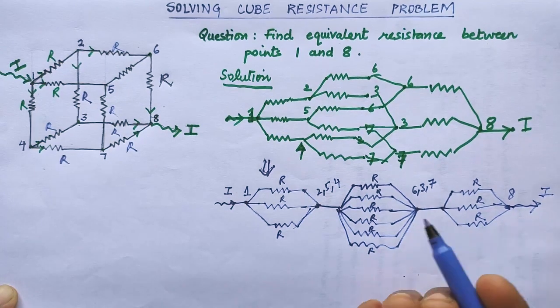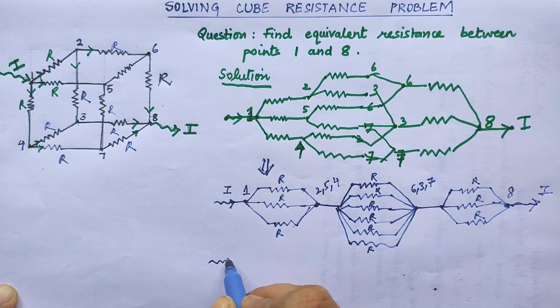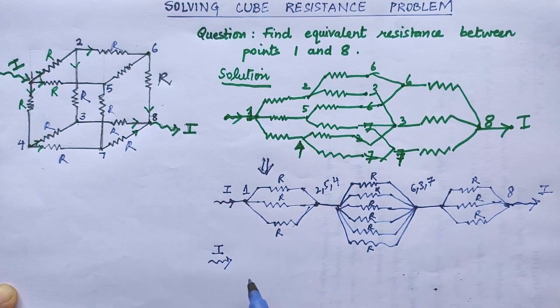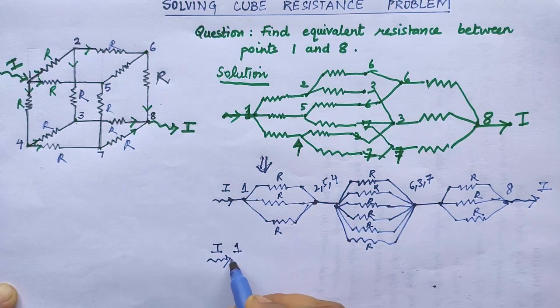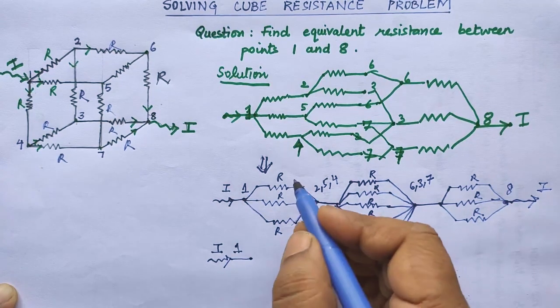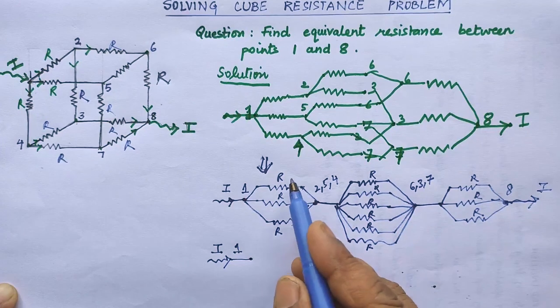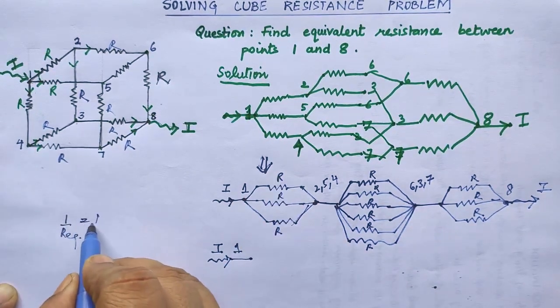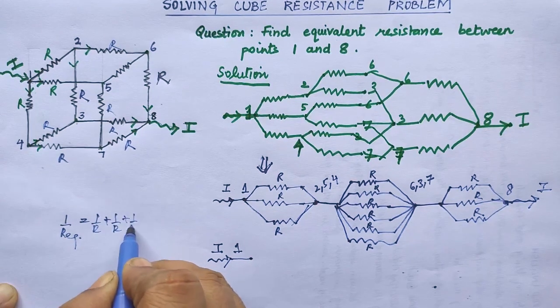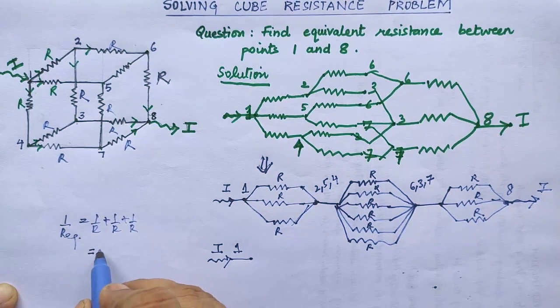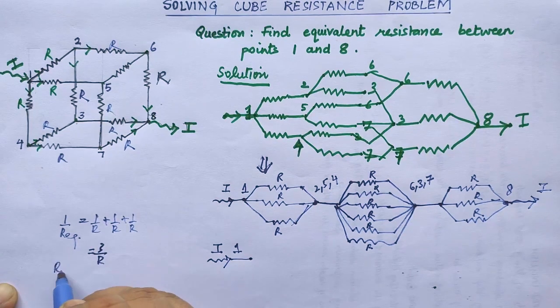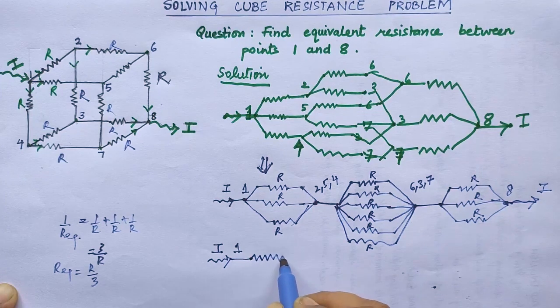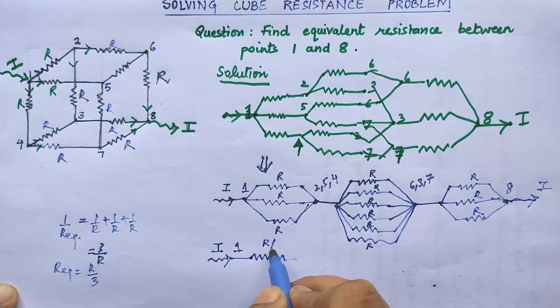Now it's easy to solve. See, the current I, this is the symbol for current, it is not resistance. Current I is flowing in. It reaches point 1 and we have one equivalent resistance of this. They are in parallel. So 1 by R plus 1 by R plus 1 by R, that makes it 3 upon R. So R equivalent is equal to R by 3. So I will write one resistance having value R upon 3.